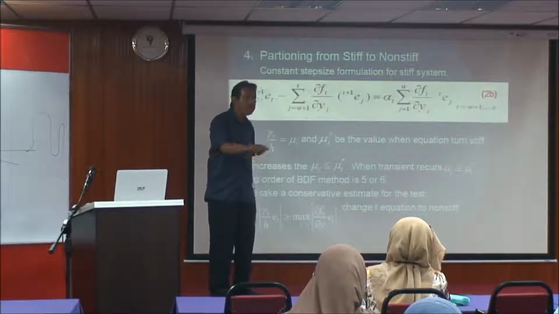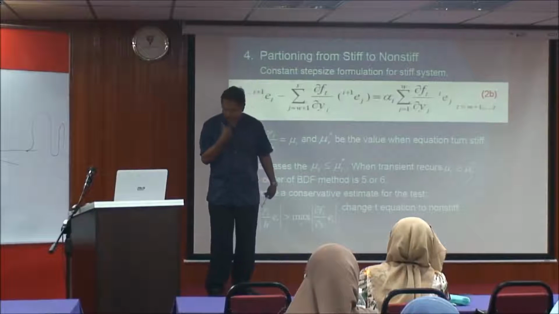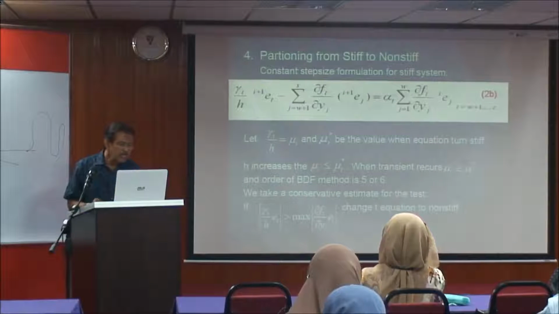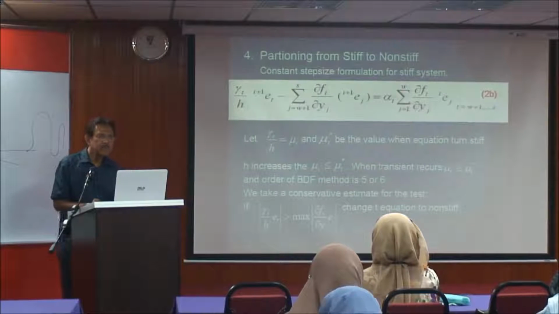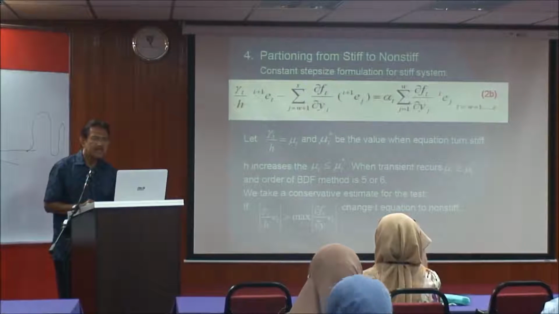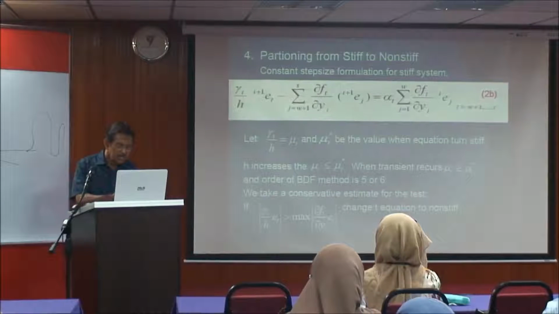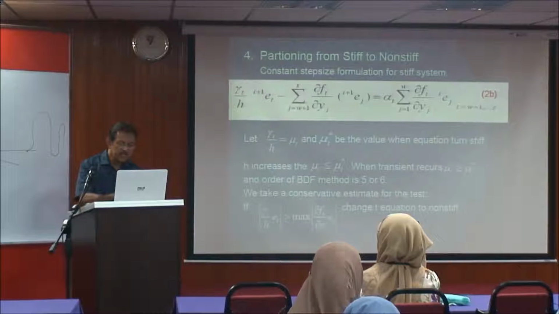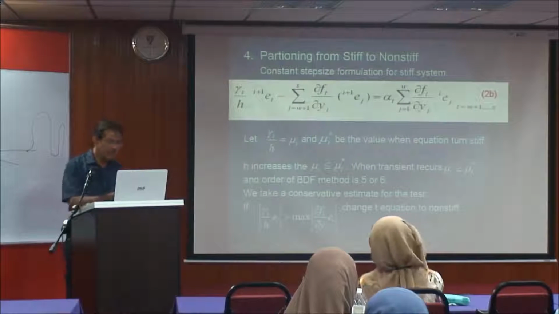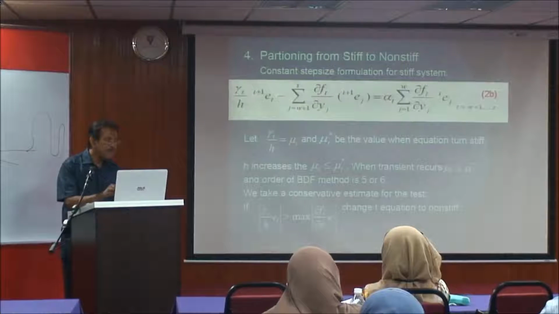And you find that the choice of the order of the method is 5 or 6, because beyond 6 is unstable. So if that happens, mu star is greater than mu, you change to non-stiff. Isn't it simple? Yet potent. We make a conservative estimate of the test. You find the maximum of, match it with the maximum of del F, del Y, T for the T on the left. So you already have the algorithm there, okay?